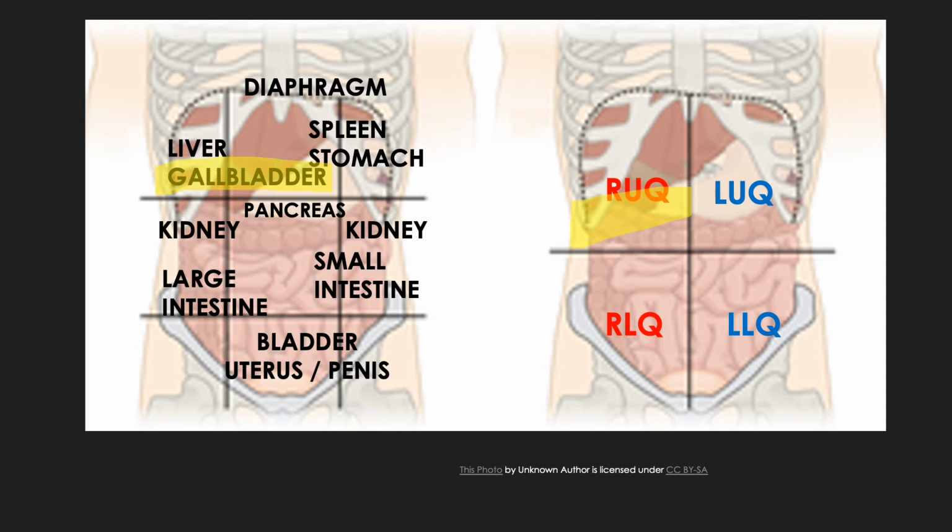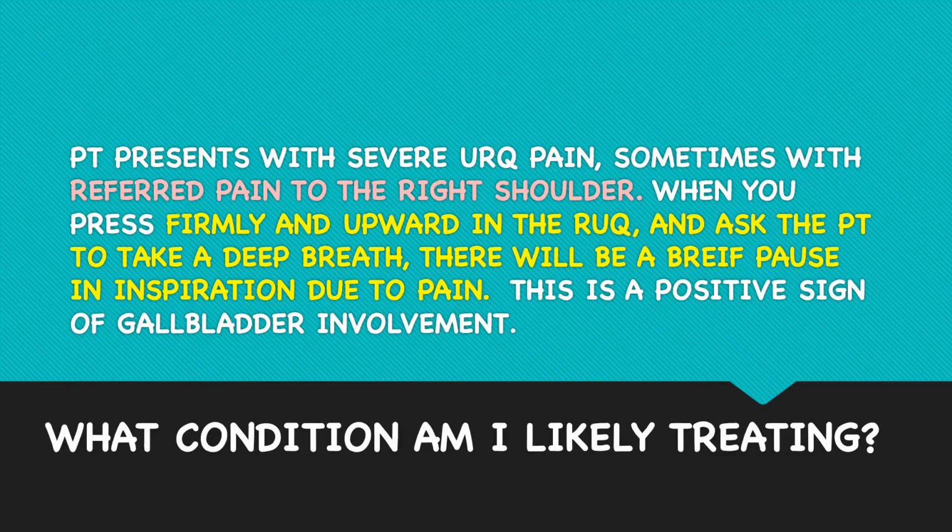The next organ we're looking at is our gallbladder, which is also located in the right upper quadrant of your abdomen. Let's say you have a patient who presents with severe upper right quadrant pain. Sometimes referred pain to the right shoulder is noted, and remember that referred pain to the right shoulder is Kehr's sign. When you press firmly and upward in the right upper quadrant and ask the patient to take a deep breath, there will be a brief pause in inspiration due to pain. This is a positive sign of gallbladder involvement.